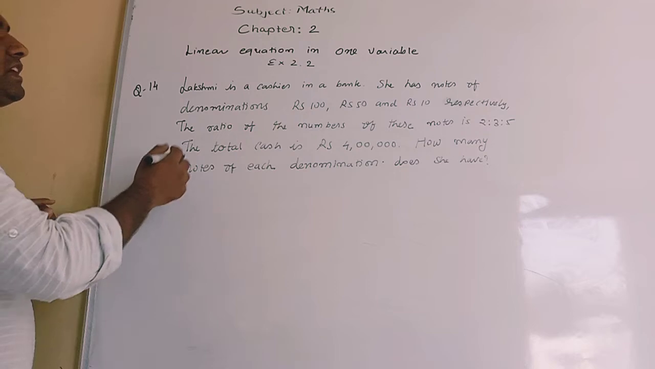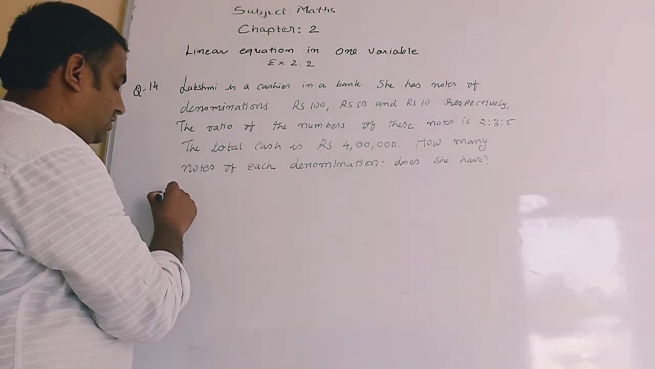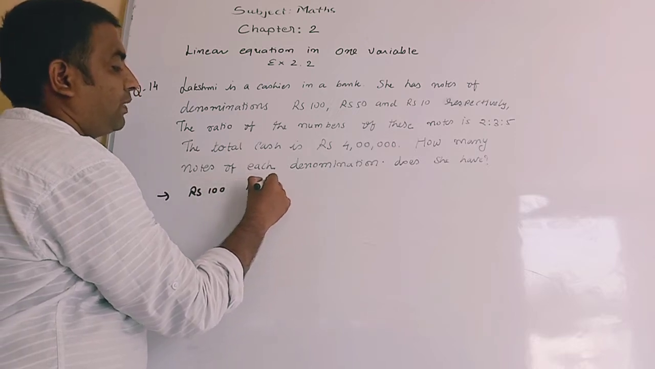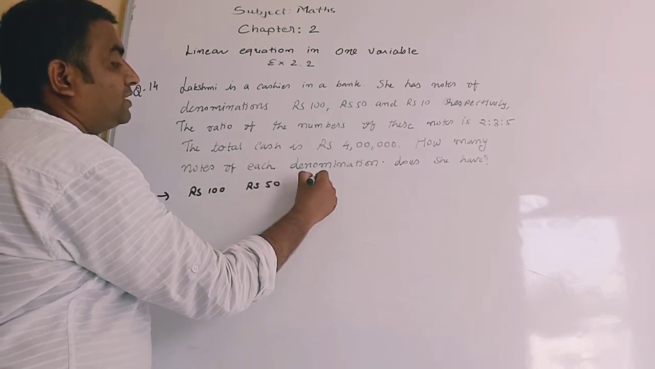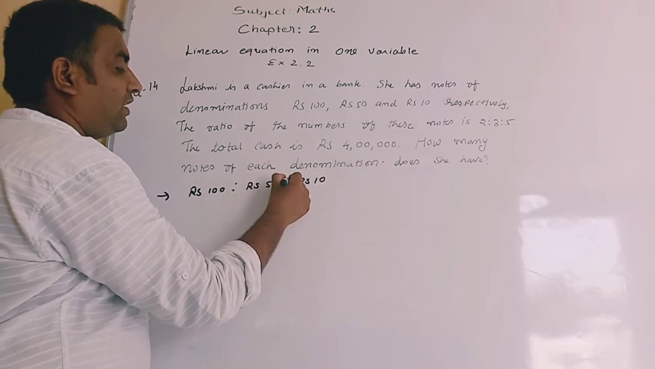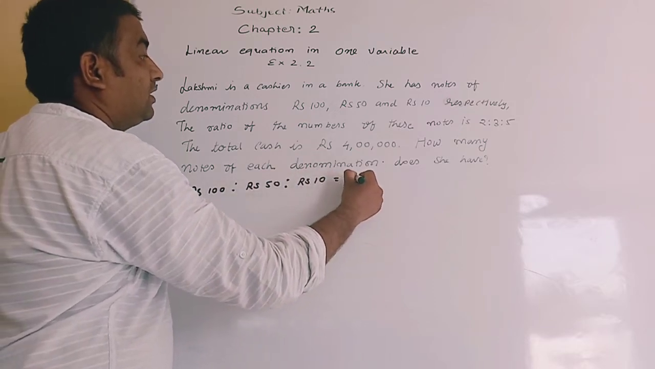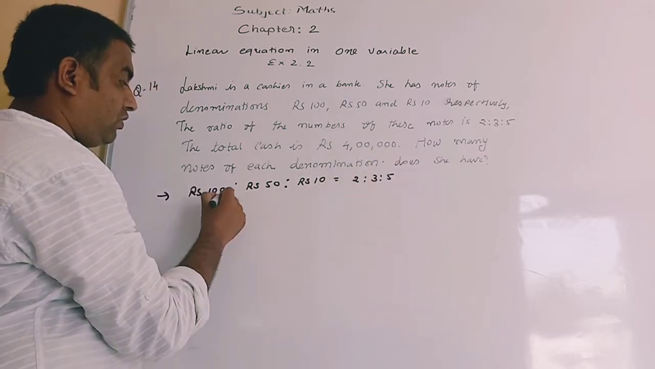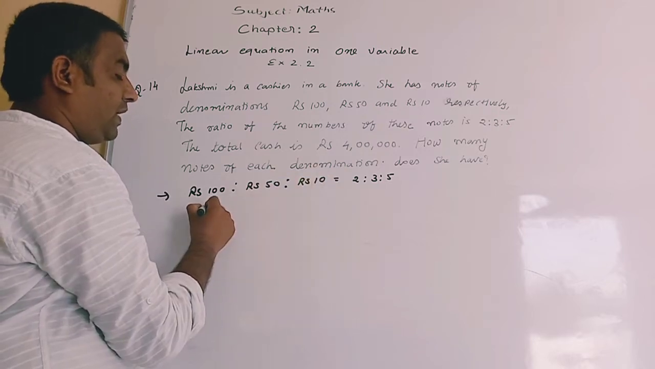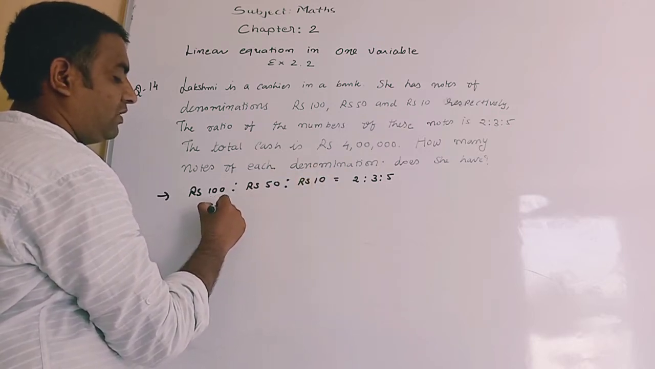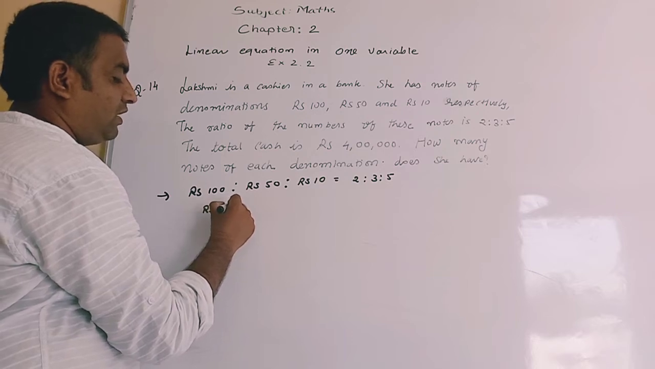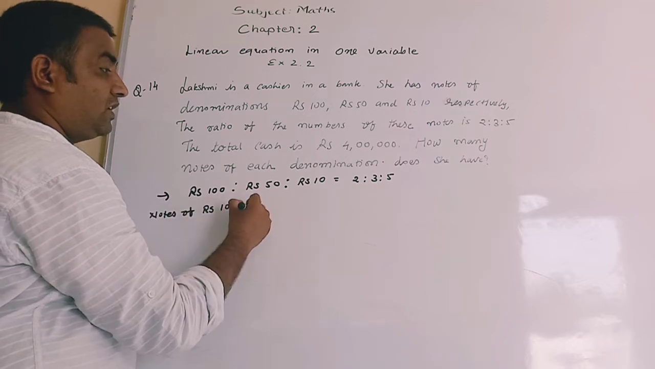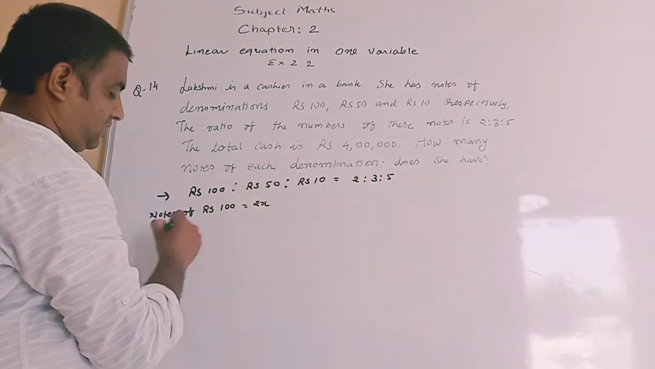So here Lakshmi is a cashier. She has 3 types of notes: rupees 100, rupees 50 and rupees 10. Each note count is given in the ratio format, that is 2:3:5. And so we don't know which number is multiplied with this ratio, so we take that number x. So rupees 100 notes will be 2 into x, 2x.